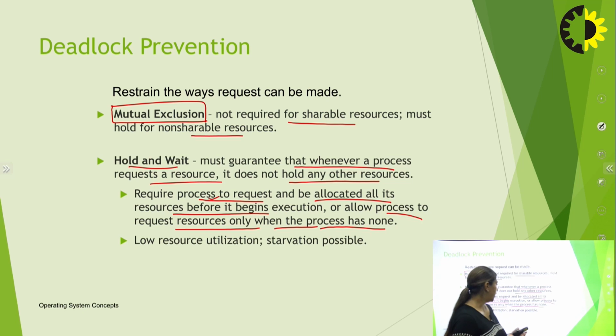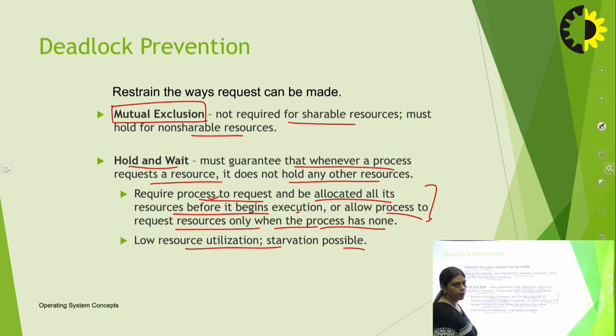So the other way out is that if you are requesting a resource, then you leave the first resource and then ask for the next resource. In this situation, I have done my work with resource 1, you can take it, I will use resource 2. And whenever I require resource 1 again, I will acquire it again. This is the theory for this. But here, there is low resource utilization and starvation is possible.